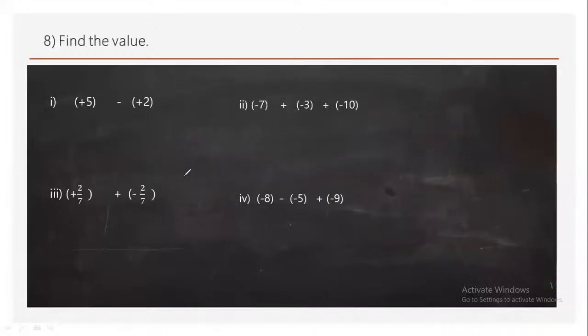Minus 8 minus 5 minus 2. Minus 3, minus 3, minus 10. When we add numbers with the same sign, we get the answer with the same sign. Minus 7 and minus 3, minus 10, minus 10 and minus 10, minus 20. If the same sign is positive, the answer is positive. All the signs are negative, so the answer is also negative.